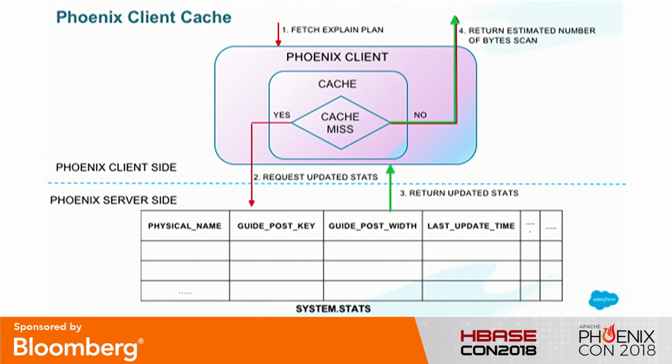Some points to note here: the Phoenix client cache has a property called TTL, which specifies after how much time the cache content would expire. And another property is that this cache is lazily loaded. Only when the application asks for the explain plan, at that point it checks whether the cache contents are expired or not.